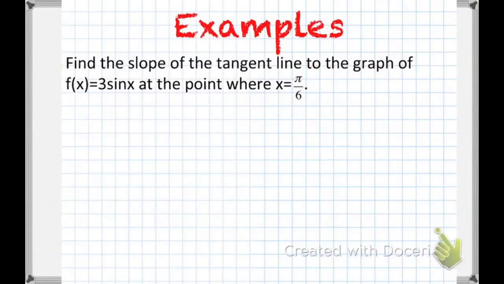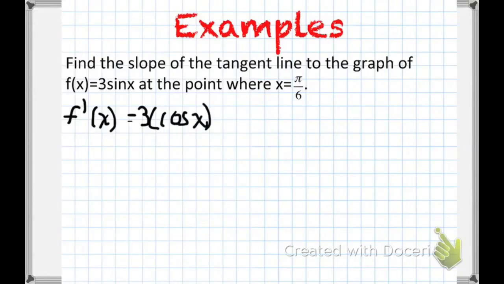We need to find the slope of the tangent line to the graph of f of x equals 3 sine x at the point where x equals pi over 6. So the first thing we need to do is find the derivative of f of x. So f prime of x is equal to 3 cos x.